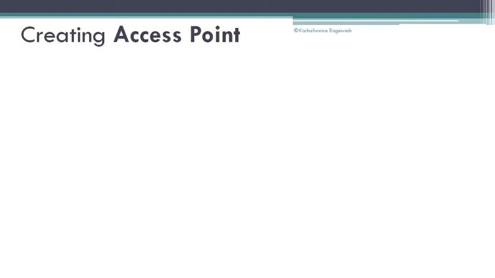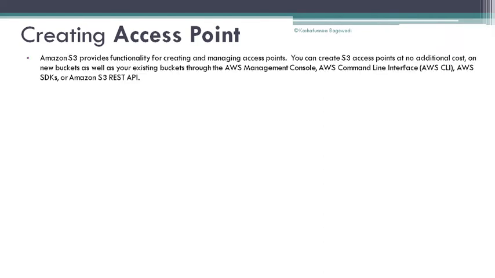So moving on to the next point, creating an access point. Amazon S3 provides functionality for creating and managing access points. You can create an S3 access point at no additional cost on new buckets as well as your existing buckets through the AWS Management Console, AWS Command Line Interface, AWS SDK, or Amazon S3 REST API. So there is no additional cost, and you can create an access point for your old buckets and for your new buckets with the help of the CLI, Management Console, S3 API or SDK.